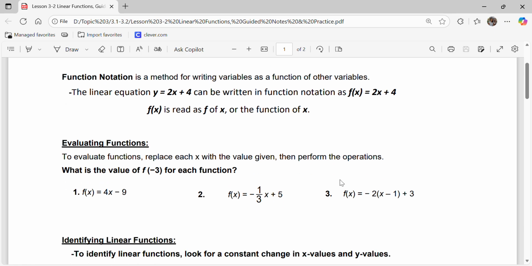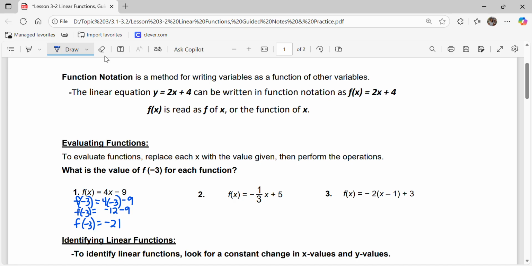Evaluating functions. To evaluate functions, replace each x with the value given, then perform the operation. So -3 is the value that you are inputting, and you're finding the output. So the function of -3 equals 4 times -3, which is -12, and then same sign, add and keep the sign. The function of -3 is -21. So when you input -3, your output is -21.